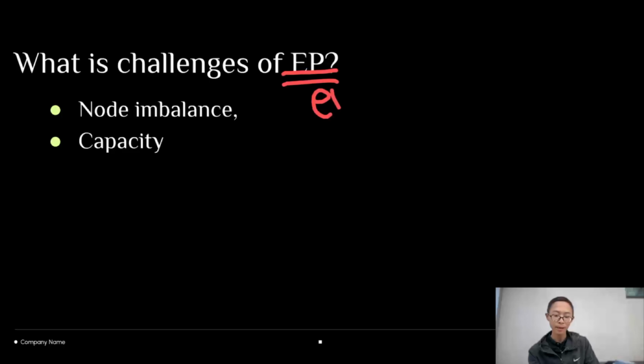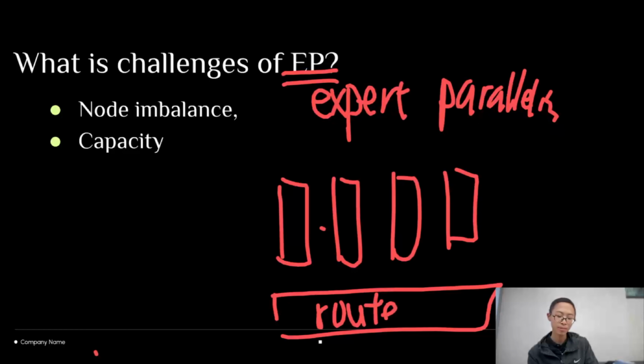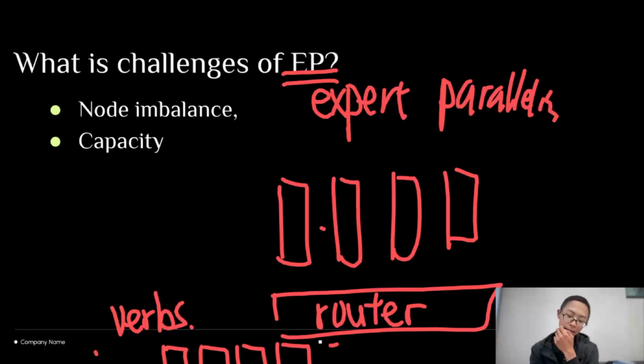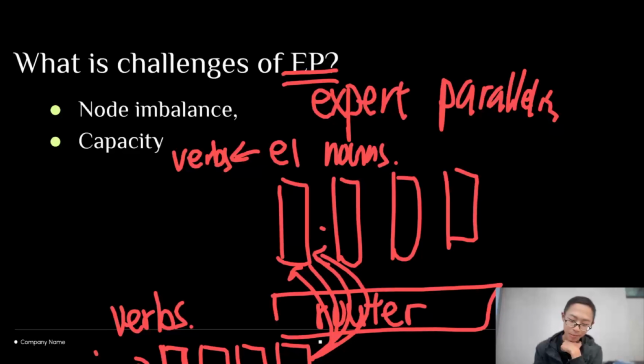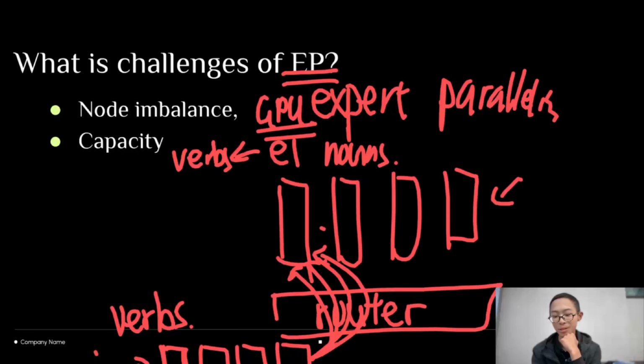Now, for expert parallelism, what are some challenges? If the router is poorly designed, we have those input tokens, a series of verbs. And expert 1 is for processing verbs, and expert 2 is good at processing nouns. What will happen if the input is all verbs? The router will route all 4 requests to expert 1. And what will happen to this expert on this GPU? It will be overloaded, right? And the other GPUs are idle.